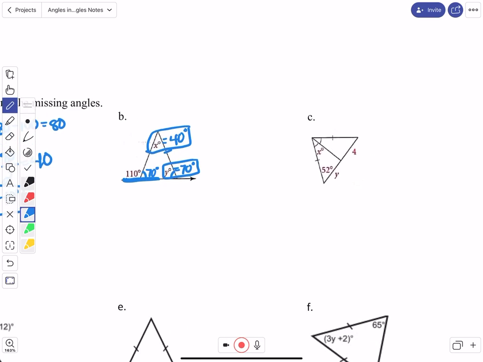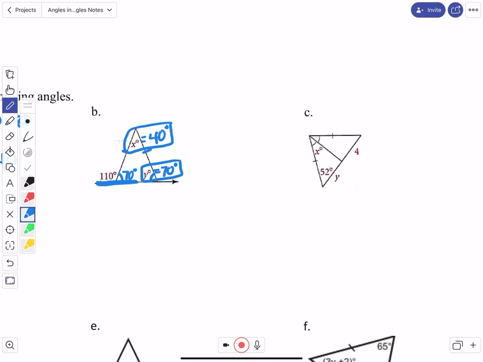Okay, so moving on to C. So on this, if we look at our big triangle right here, we see that it's an isosceles triangle. So if this is 52 degrees, we know that this is 52 degrees. We see that we have this line here going down the middle. It has bisected this angle. And remember, we just learned about an angle bisector. So that means it has cut this side in half. So that means if this is 4, y has to be 4.